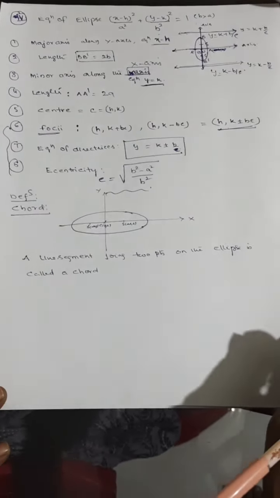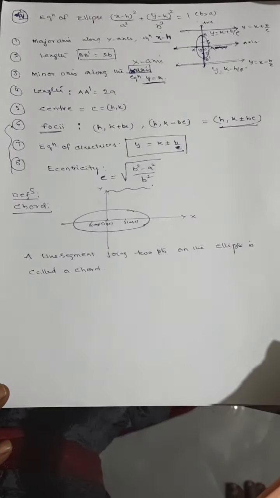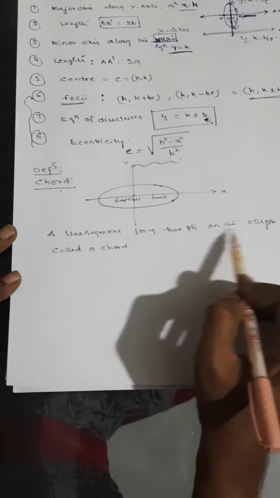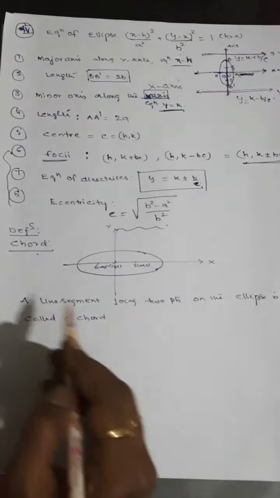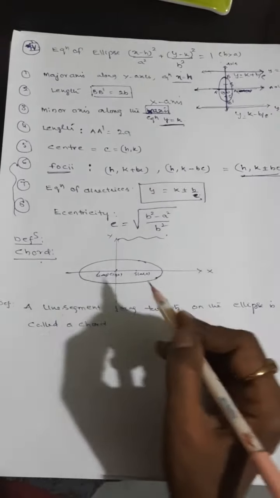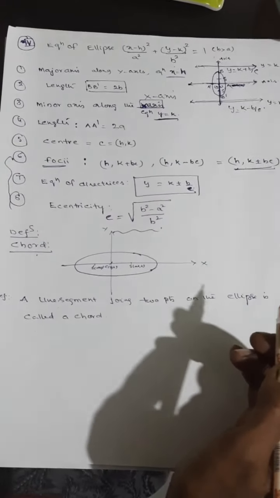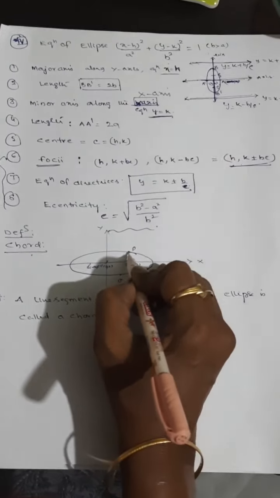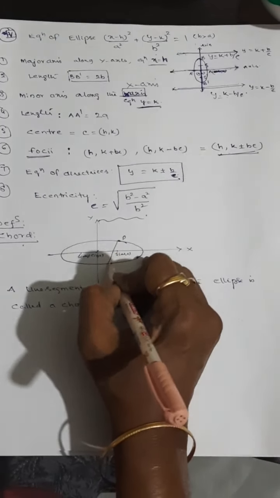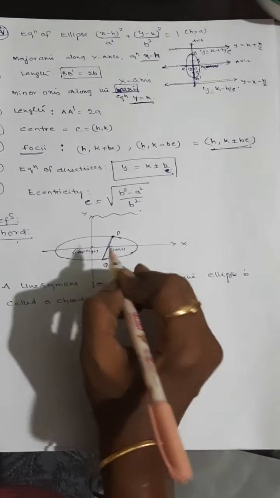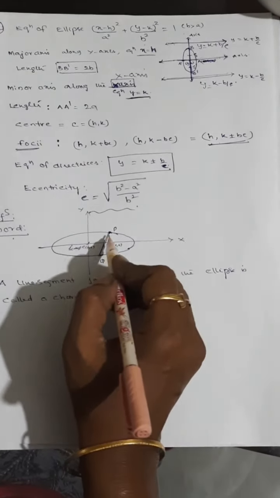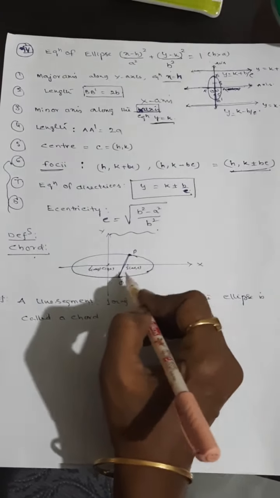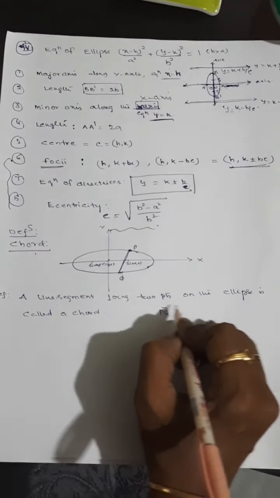Let us know about some important definitions in an ellipse. The first one is chord. A line segment joining 2 points on the ellipse is called a chord. That is the definition of a chord. Suppose P and Q are any 2 points on the ellipse; joining these 2 points, PQ is a chord of the ellipse. Here, from this figure, PQ is a chord.